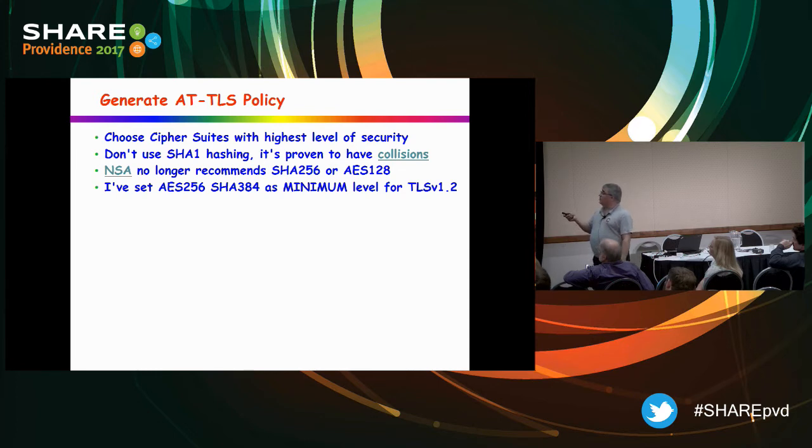Choose your cipher suites with the highest level of security. SHA-1 has been deprecated because it's been proven to have collisions. And here's a hyperlink to that. The NSA had a document; they no longer recommend SHA-256 as a hash or AES-128. So I've set AES-256, SHA-384 as a minimum level, okay?